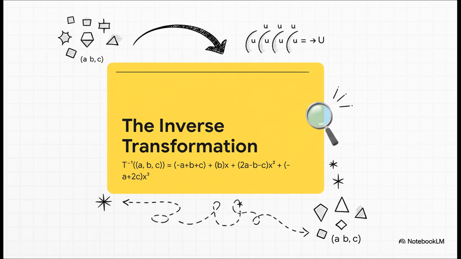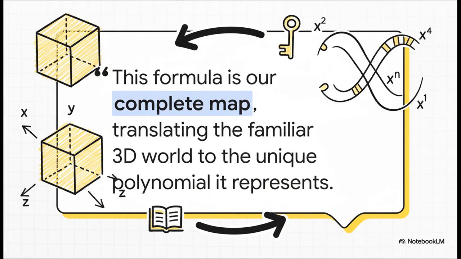This right here is the complete formula for the inverse transformation. This elegant thing is our map back. You can literally plug in any vector A, B, C, and it will immediately generate the one and only polynomial in U that corresponds to it. This formula really is the ultimate solution to our whole puzzle. It's our Rosetta Stone. It confirms that these two worlds, one with these weird-looking polynomials and one with simple 3D vectors, are perfectly linked. We have a complete two-way dictionary for translating between them.